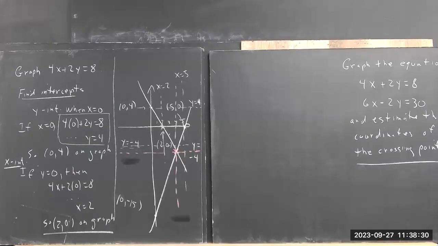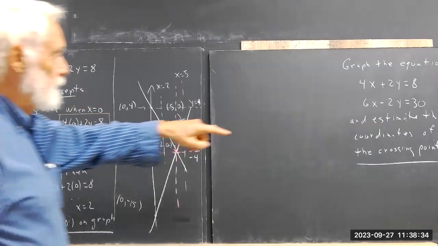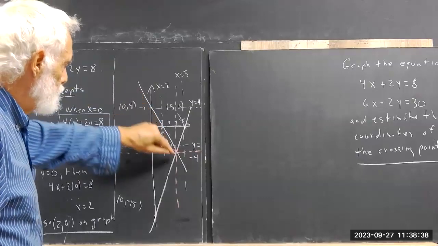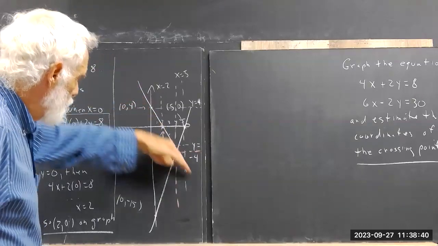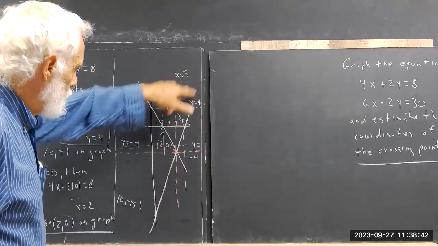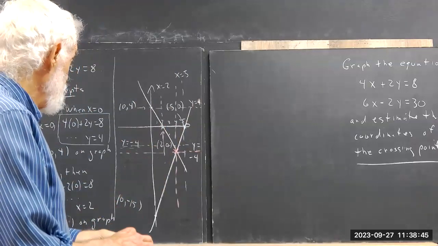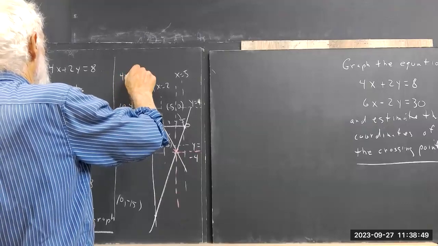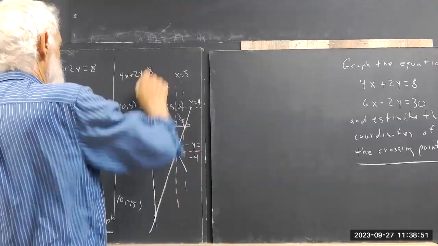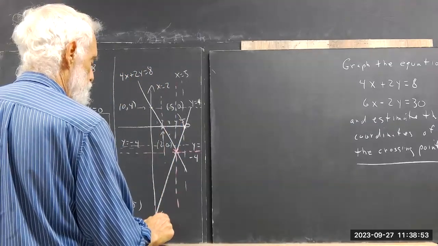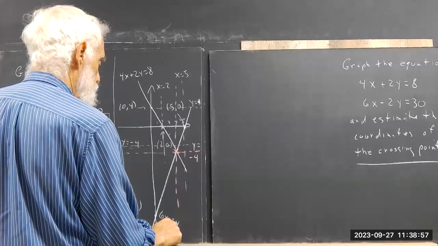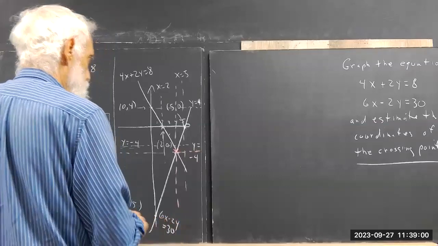Once again, we find the x and y intercepts of this equation, and then we do the same thing for the second equation. We sketch the x and y intercepts of the first equation here, and the second equation here. We draw the line through the graph, and then we label. This is the line 4x plus 2y equals 8, and this is the line 6x minus 2y equals 30.